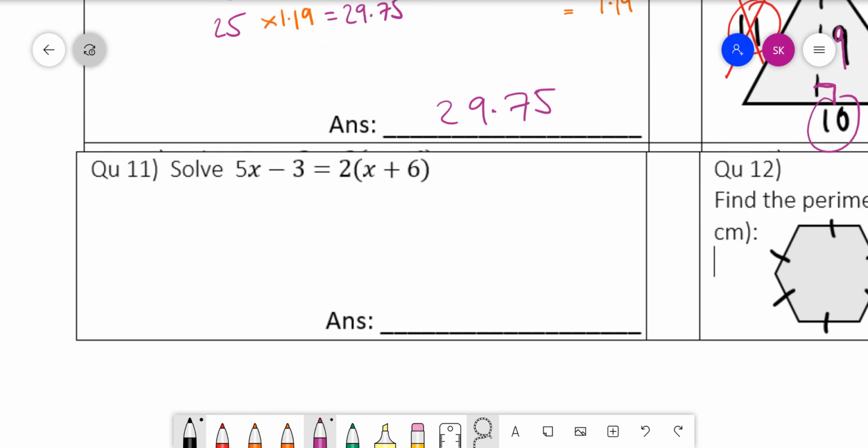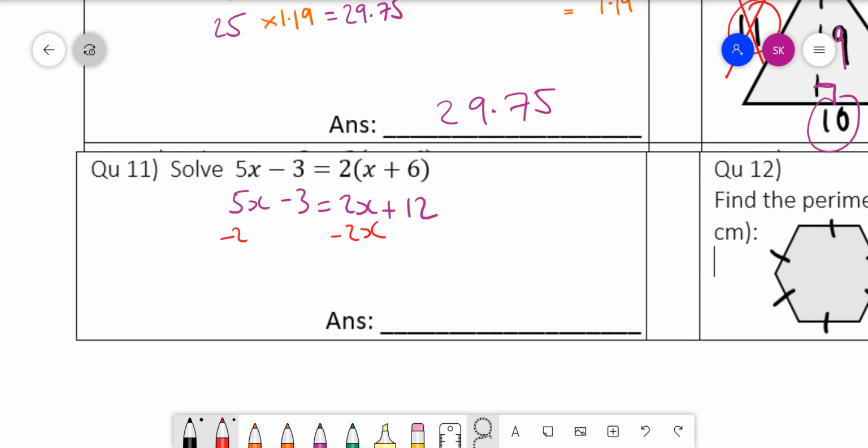Question 11 says solve this equation. It doesn't say solve this equation, it says solve and then it gives you an equation. So how do I solve the equation? Well, I have to get x on its own, find the value of x. X on both sides, get rid of the smallest x. But before I do that, expand the brackets. Remember, that's a plus 12. Now I've got x on both sides, get rid of the smallest x.